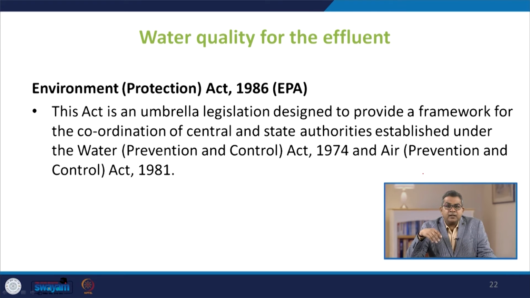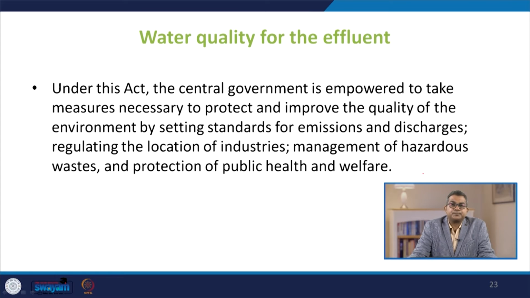Then the Environment Protection Act 1986, sometimes referred to as EPA 1986. Now, this act is an umbrella legislation designed to provide a framework for the coordination of central and state authorities established under the Water Prevention and Control Act 1974 and the Air Prevention and Control Act 1981.